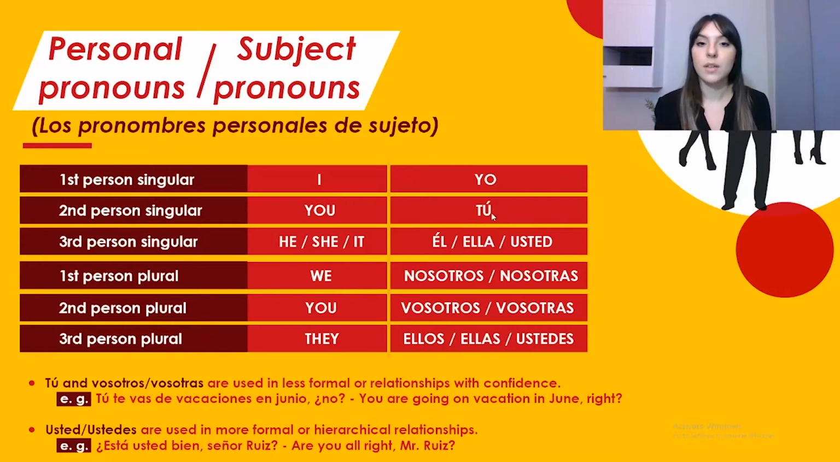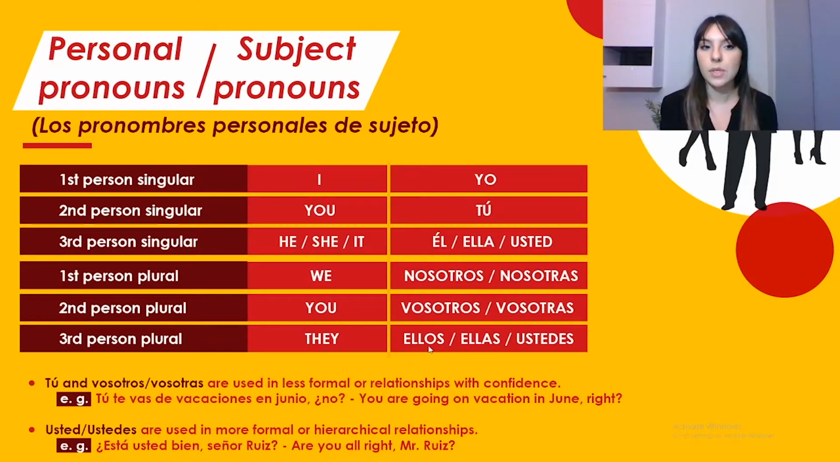For the third person singular, we have three forms. So we have él, ella, and usted. Él is the masculine form, ella is the feminine form, and usted is the form we use in more formal and hierarchical relationships. For the first and second person plural, we have both masculine and feminine forms. So for the first person plural, we have a masculine form, nosotros, and a feminine form, nosotras. And for the second person plural, we have a masculine form, vosotros, and a feminine form, vosotras.